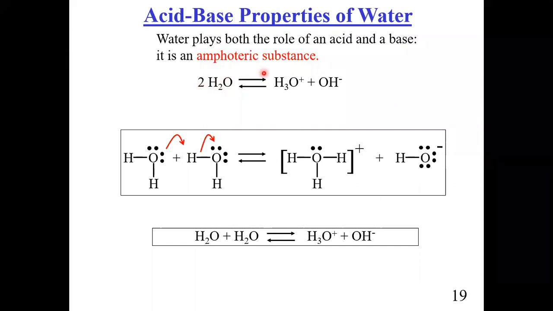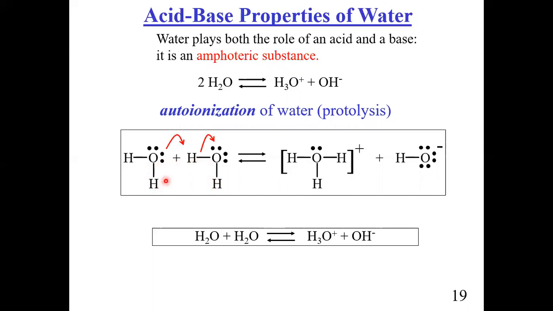And thus, in this reversible autoionization of water, we also call it protolysis, two water molecules interact with each other such that one of the water molecules gets protonated and accepts a proton from another water molecule. So one of the water molecules acts as a base and the other water molecule acts as the acid.